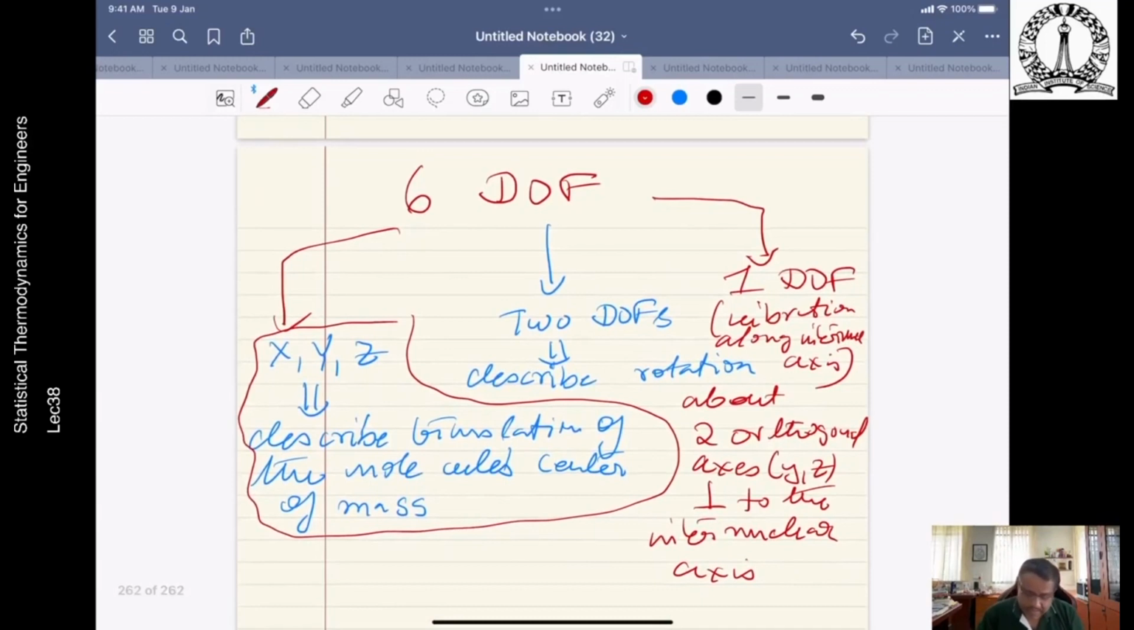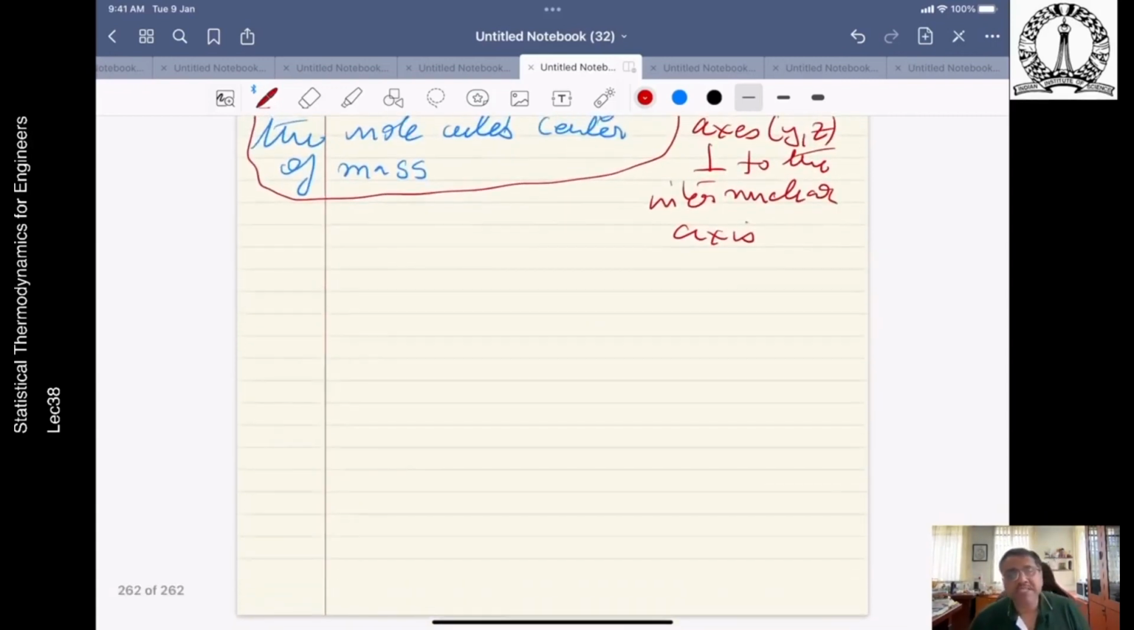So this can be the 6 degrees of freedom. First 3, XYZ, describe a translation of the center of mass. 2 degrees of freedom are required. These 2 degrees of freedom consider rotation about the 2 orthogonal directions from the internuclear axis. The 2 orthogonal directions represent the 2 degrees of freedom for the rotation. And then lastly, vibration can happen along this internuclear axis. So therefore, it has 1 degree of freedom. So this has a very robust link now, consistent with this description.